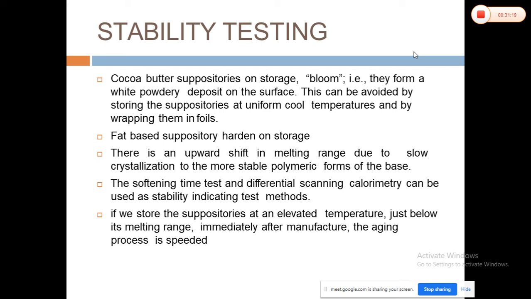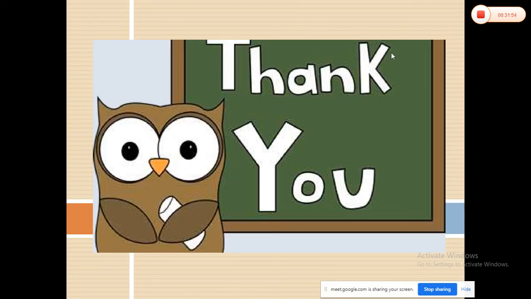If we store the suppositories at an elevated temperature just below the melting range, immediately after manufacturing, the aging process is speeded up. So for that purpose, proper storing conditions have to be provided for the proper stability of your suppositories. That stability study you have to perform, so that it will not affect any physical as well as chemical properties of your suppository. For that purpose, this stability testing is very important. So this is all regarding the suppository quality evaluation tests.